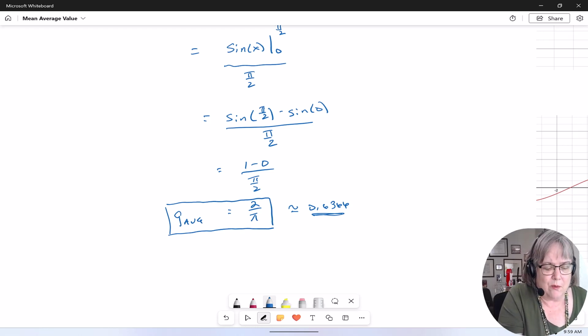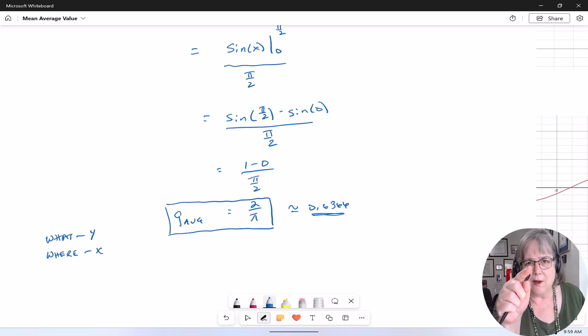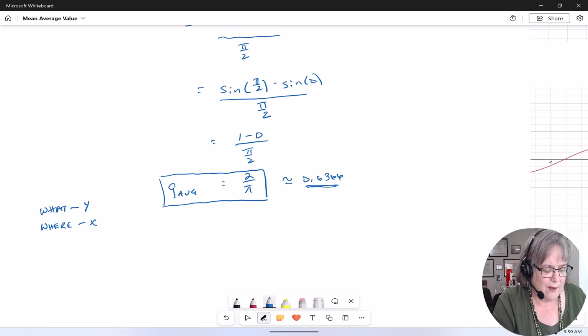Okay, so if they ask you what it is, that's a Y value. If they ask you where it is, that's an X value, because you always go over to X and then plug that in and then find your appropriate Y. All right, so this is what the average value is. Okay, and where can you find that on the function? You would be actually asking, okay, 2 over pi, remember, is your Y value.